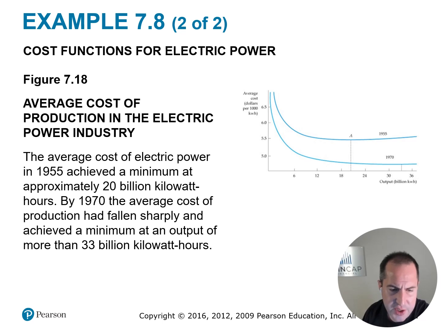Average cost of production in the electric power industry. So the average cost of electric power achieved a minimum at approximately 20 billion kilowatts by 1970. The average cost of production had fallen sharply. And again, you get economies of scale, your labor gets more efficient, better educated.